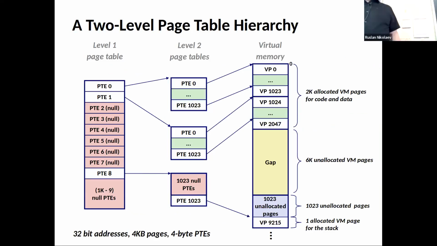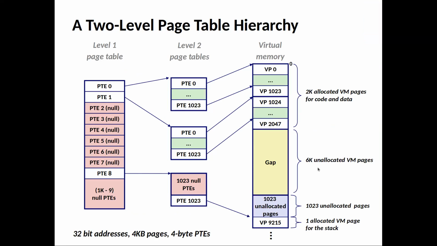So let's look at this example more specifically. We have virtual memory: virtual page 0, up to virtual page 123, virtual page 124, and so on. Then you can see there's a gap in virtual memory, a big gap. Then unallocated pages after this gap. And finally, we have one allocated virtual memory page at the end, so maybe for stack or something like that.